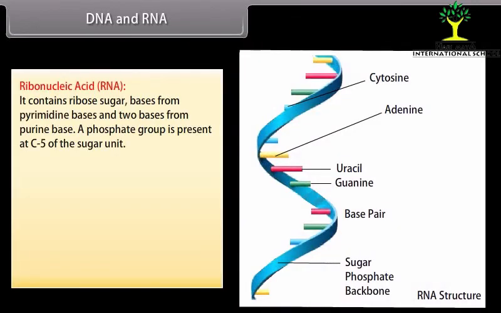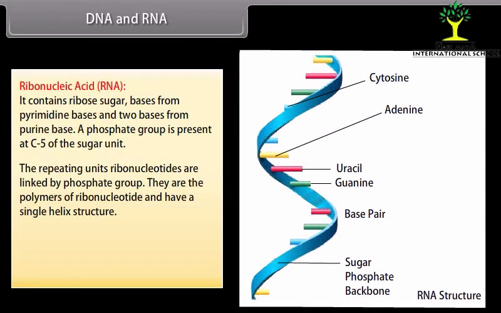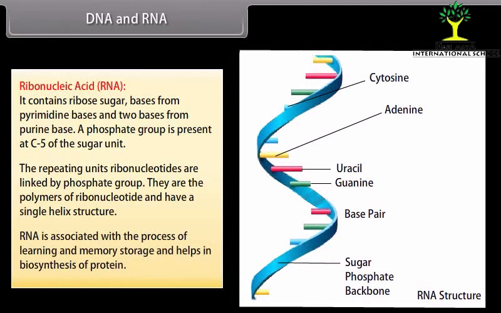Ribonucleic acid. It contains ribose sugar, bases from pyrimidine bases, and 2 bases from purine base. A phosphate group is present at C5 of the sugar unit. The repeating units, ribonucleotides, are linked by phosphate group. They are the polymers of ribonucleotide and have a single helix structure. RNA is associated with the process of learning and memory storage and helps in biosynthesis of protein.